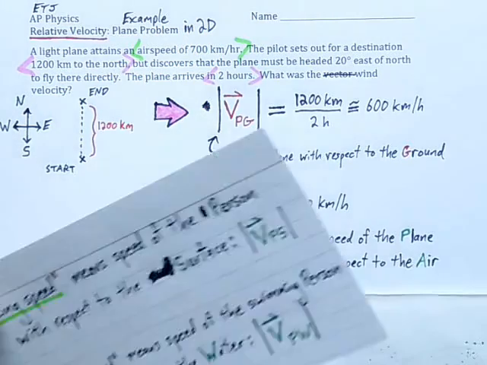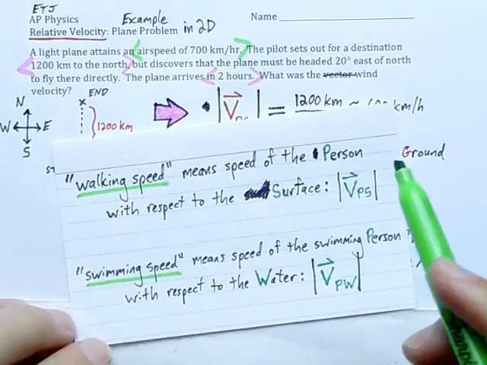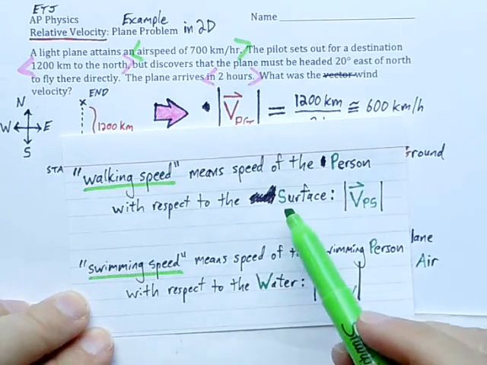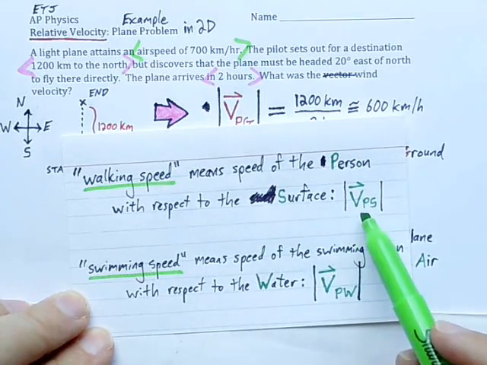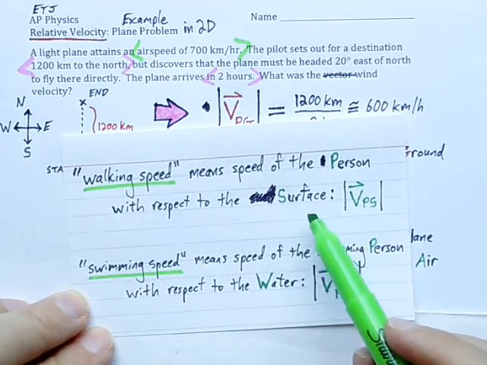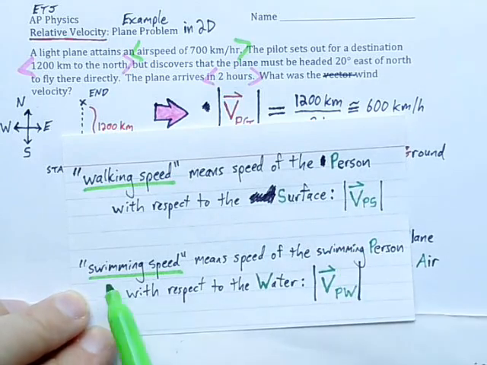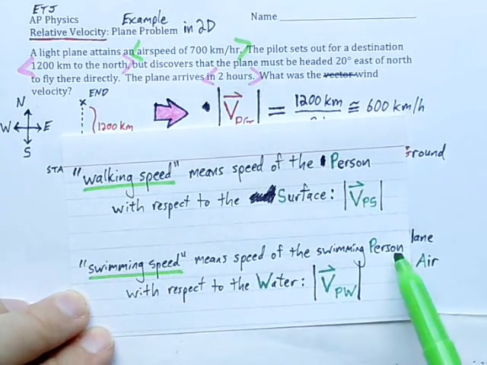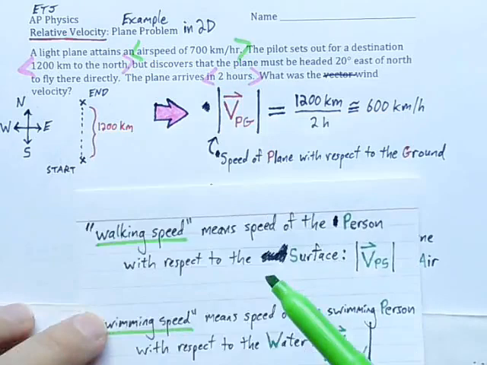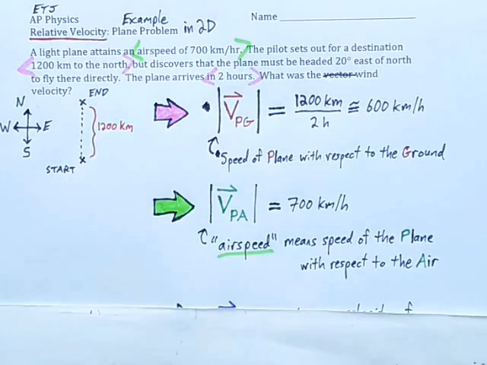Some similar terms that you may see in other problems. If you see something described as walking speed, that means the speed of the person with respect to the surface that they're on. Speed of the person from the surface's point of view. And our surface could be something like a moving walkway that is itself moving. Or swimming speed means the speed of the swimming person with respect to the water they're moving through. So the speed of our swimmer from the water's point of view. So these terms are similar to the term airspeed. And that's how you interpret them. Okay, so we've got that.